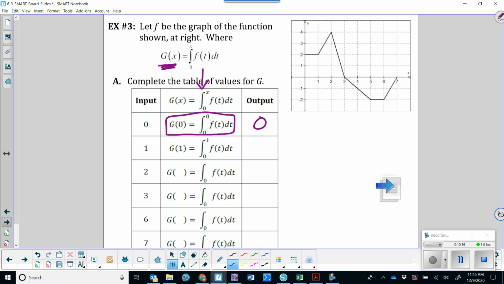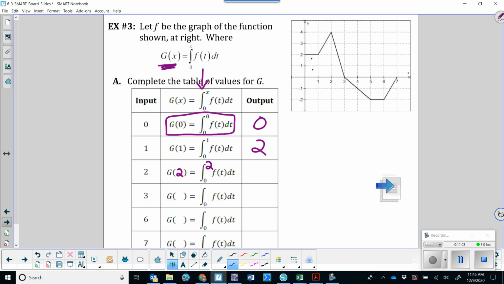The next one is g of 1, and we're going to integrate from 0 to 1. Well, this is an easy one because my squares are 1 by 1, so I just get 2 for that one. I don't have to work too hard at it because I can see there's just 2 squares there that are the same, and they have an area of 1. Then if I knew the next one, I need g of 2. So g of 2 would be to integrate from 0 to 2 of f of t dt.